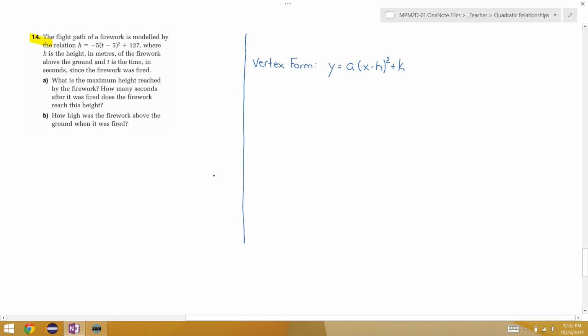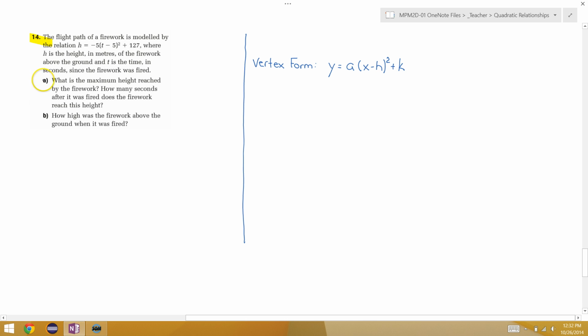Hello, in this video we're going to work through this problem here. The flight path of a firework is modeled by the relation h = -5(t - 5)² + 127, where h is the height in meters of the firework above the ground and t is the time in seconds since the firework was fired.